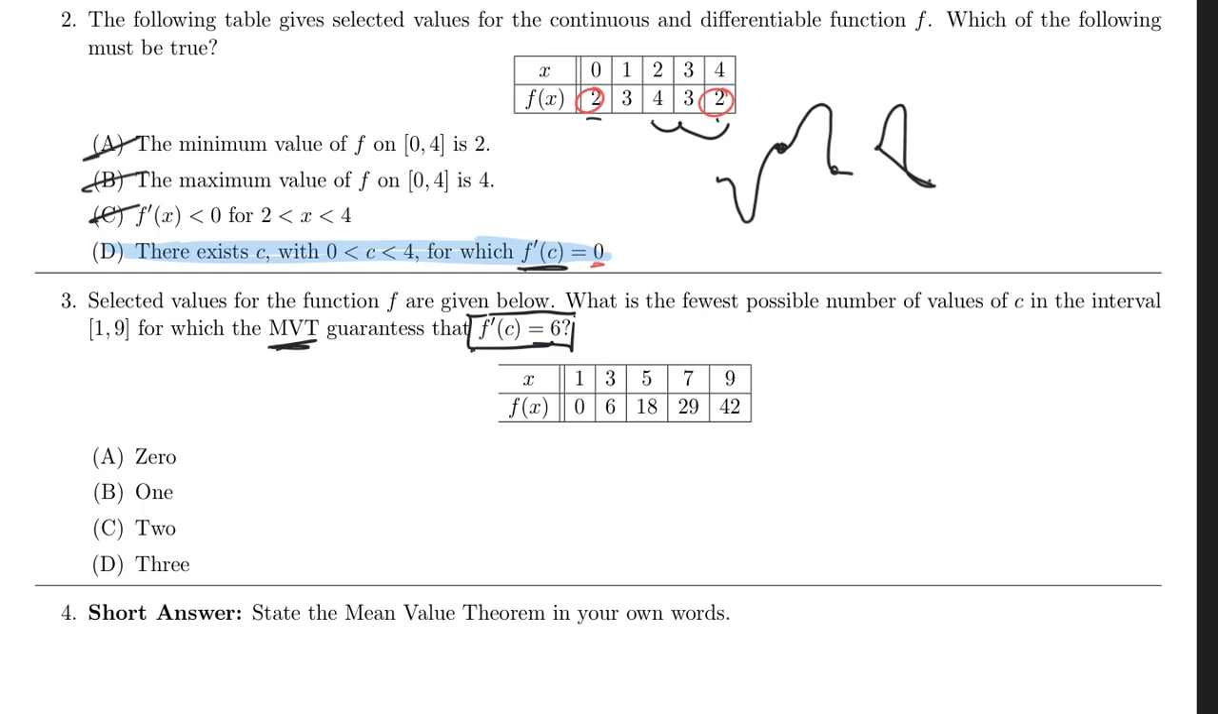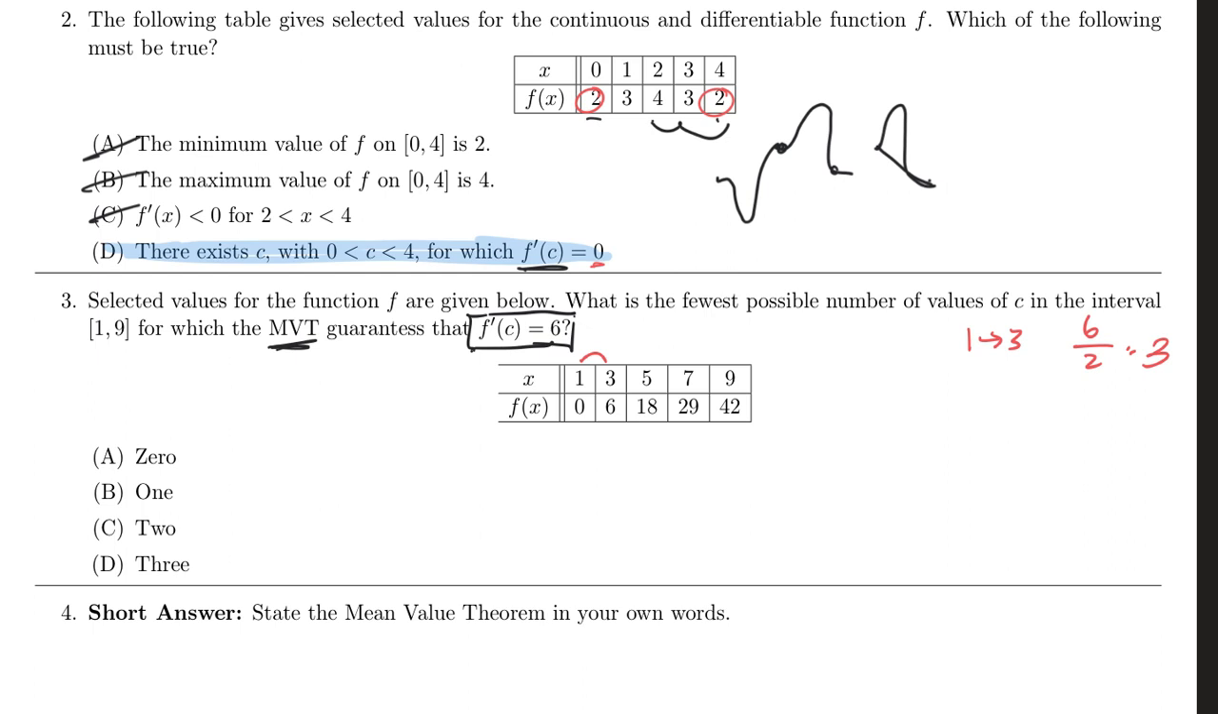So we just have to think about all these different secant lines that can happen. All right, so there's going to be a lot of different combinations. We can go from 1 to 3. All right, so 1 to 3, the secant line, we do the y values over the x values, and that's 3. All right, so that one doesn't work.